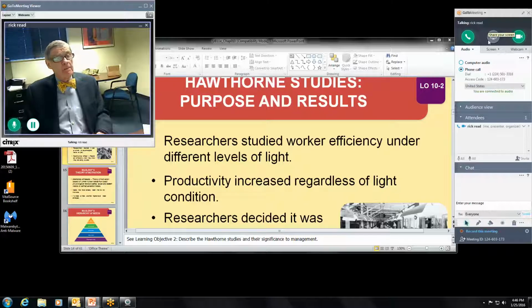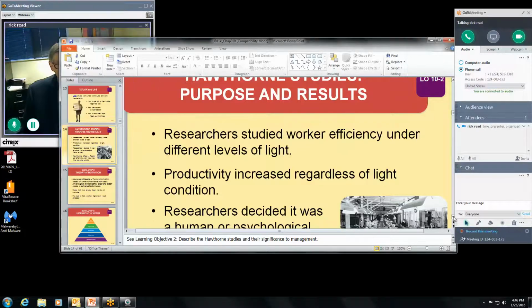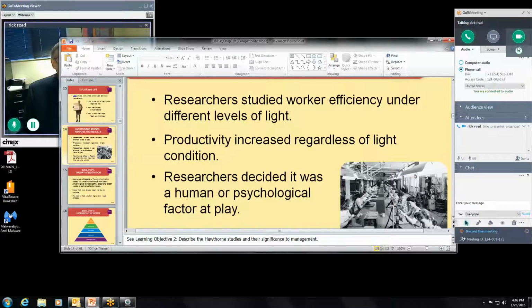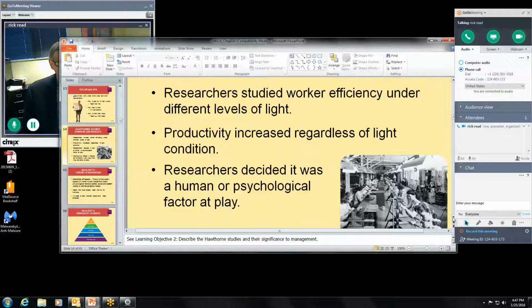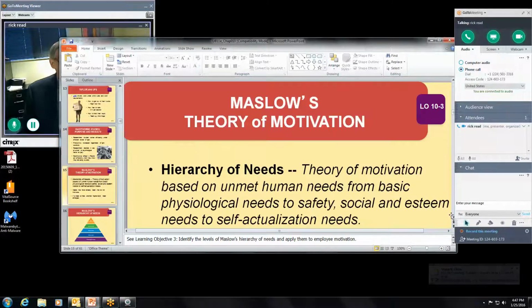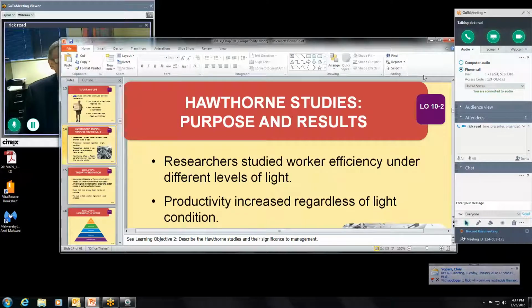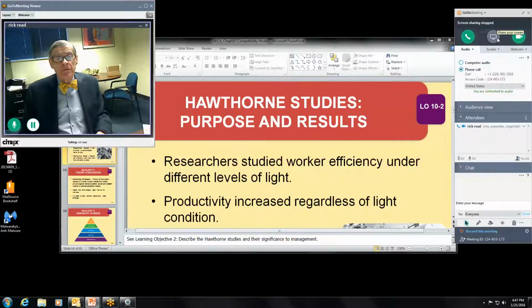Why? It wasn't because of the light. It wasn't because of the tools they used or the room that they worked in. What they found out was it was the relationships that people had with their fellow workers. So there was a human factor at play here. And it was very interesting, what they found. So we know now what the Hawthorne effect is.